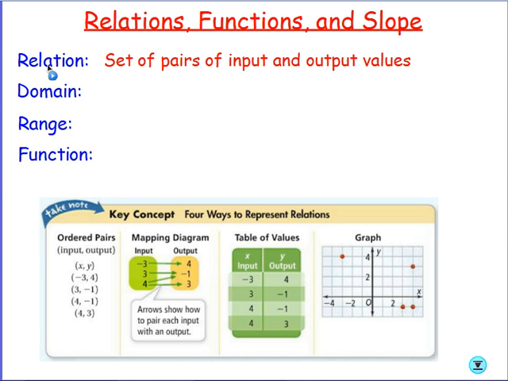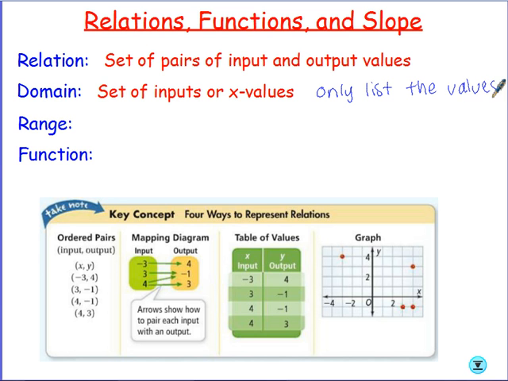A domain, or the domain. The domain of a relation is simply the set of inputs, or x values. Now we're going to add a little note here. Our little note is only list the values once. In other words, let's say when you're listing your x's, the number 5 appears twice. We don't write it twice in the list, we just write it once.